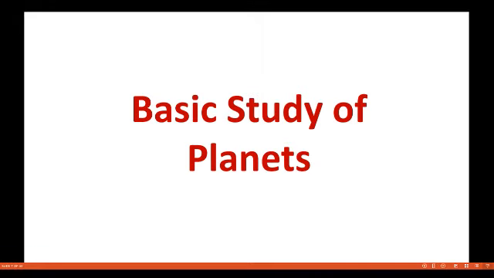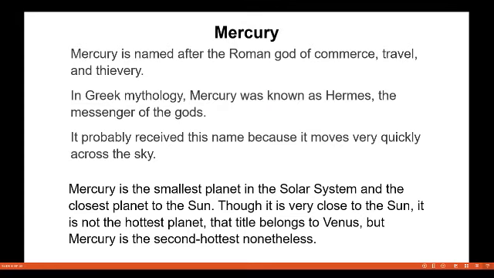Let us look at the important planets of our solar system, and we will understand their key characteristic features. Mercury is the nearest planet to the Sun. Mercury is named after the Roman god of commerce, travel, and ivory. Greek mythology identified Mercury as Hermes, the messenger of gods. It probably received this name because it moves very quickly across the sky.